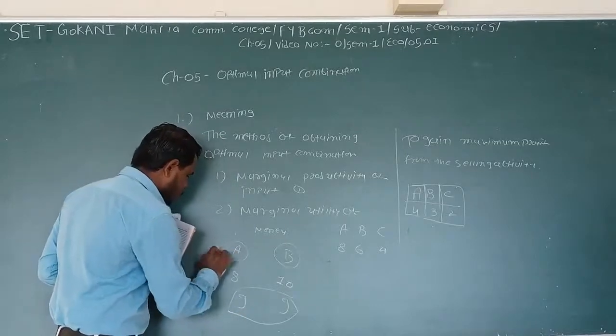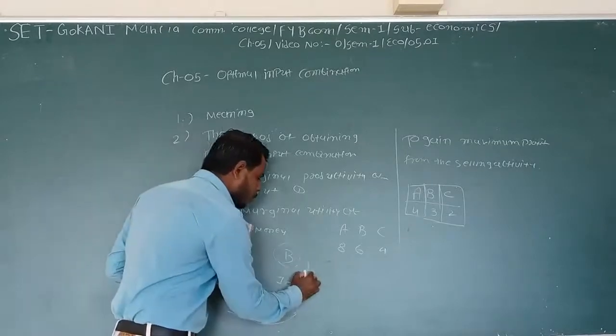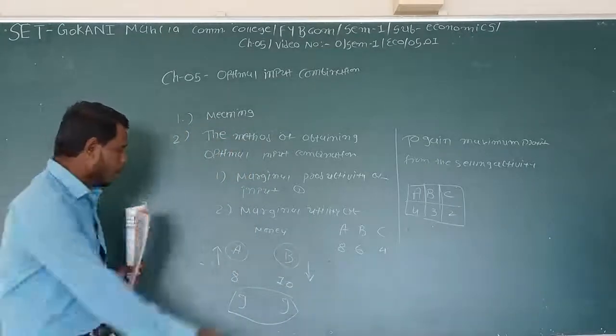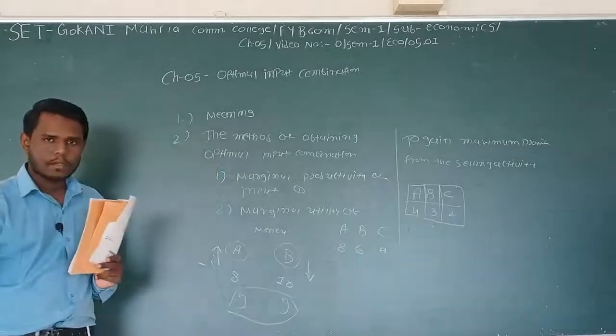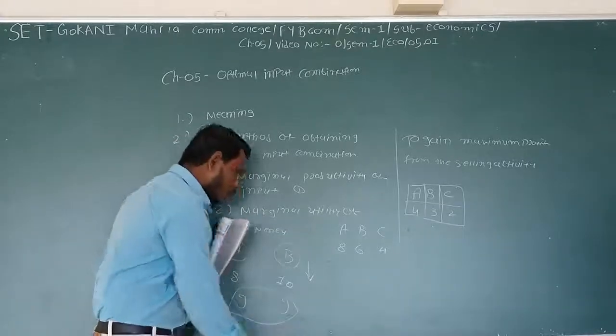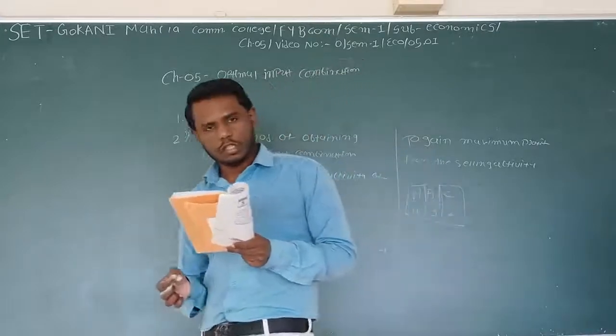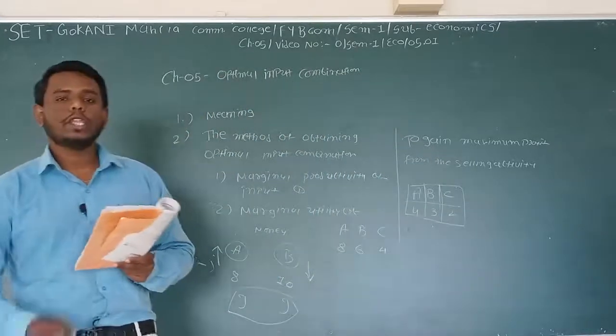Here one is going up and here the other is decreasing to 9. So ultimately A becomes 9, and the combination of input B is also 9. So here you will get the optimal input combination. This is the theory given in this book.